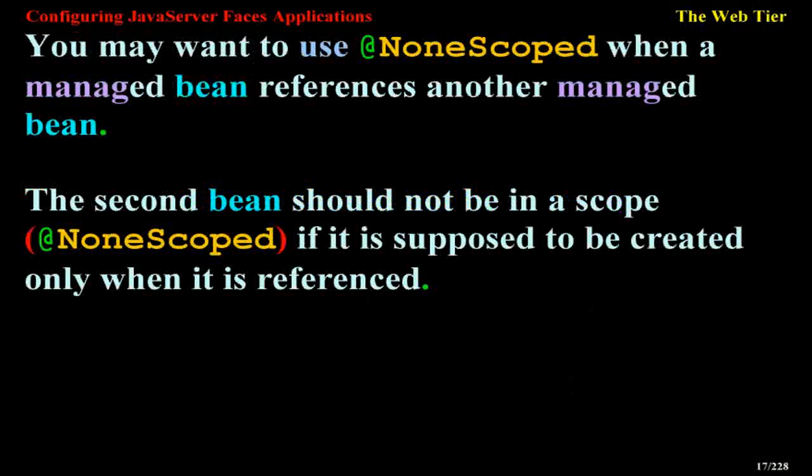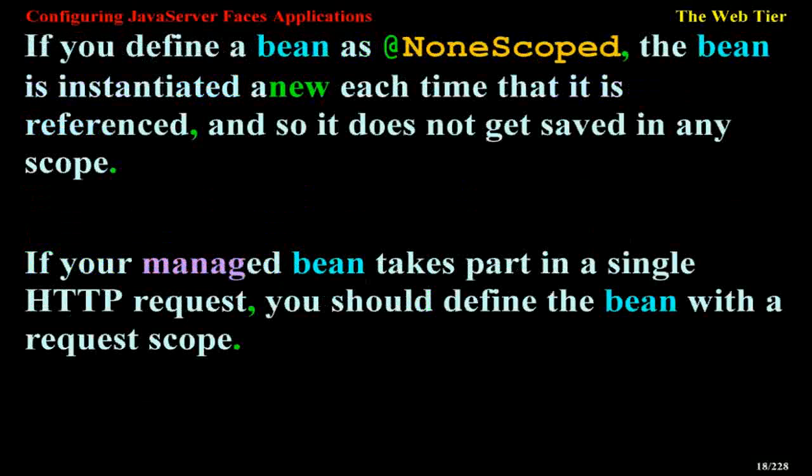You may want to use none scope when a managed bean references another managed bean. The second bean should not be in a scope if it is supposed to be created only when it is referenced. If you define a bean as none scoped, the bean is instantiated anew each time that it is referenced, and so it does not get saved in any scope.